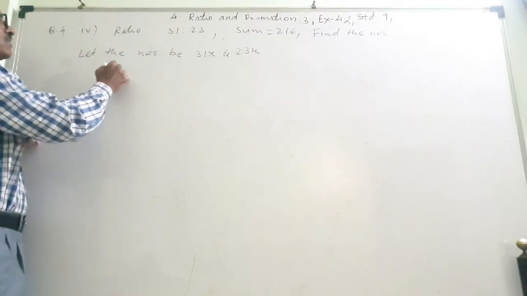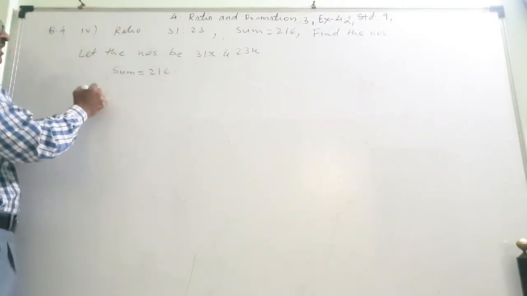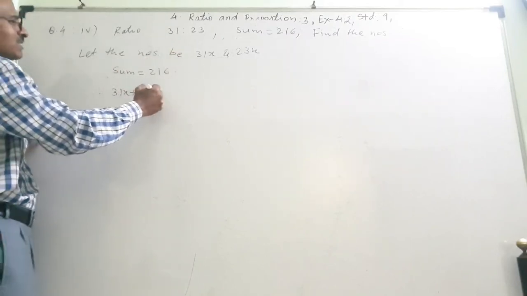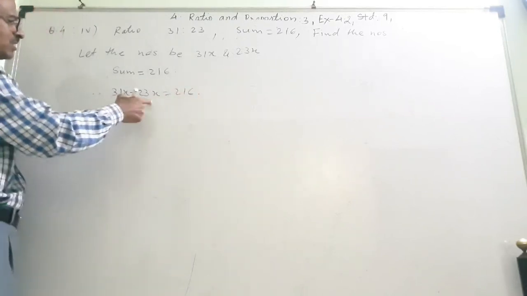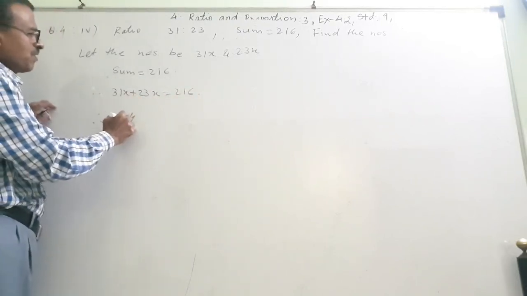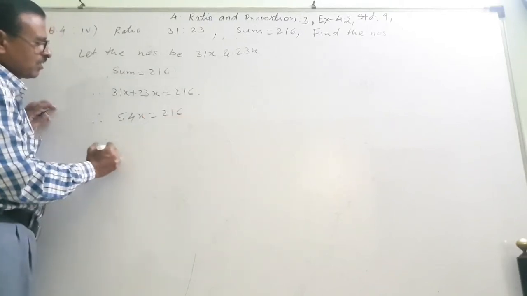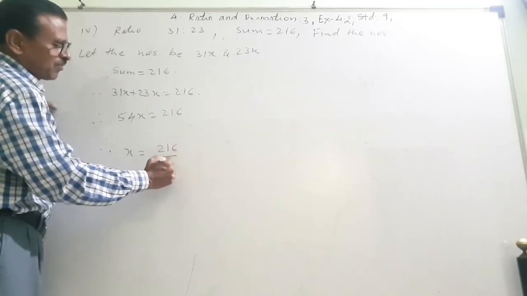Their sum is equal to how much? 216. Therefore 31x plus 23x is equal to 216. Therefore this is 54x is equal to 216. Therefore x is equal to 216 divided by 54.